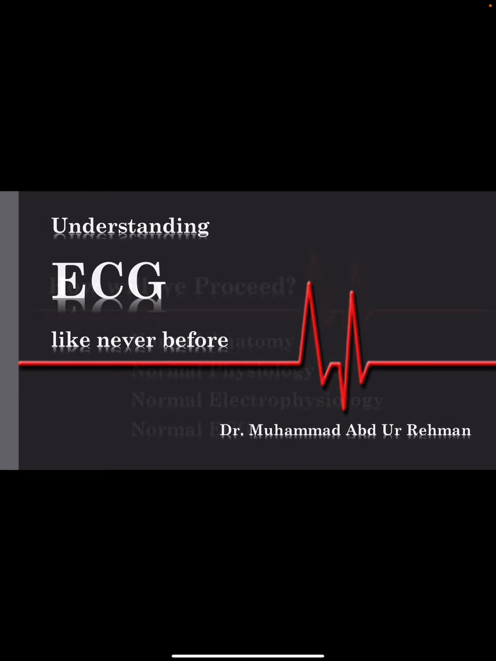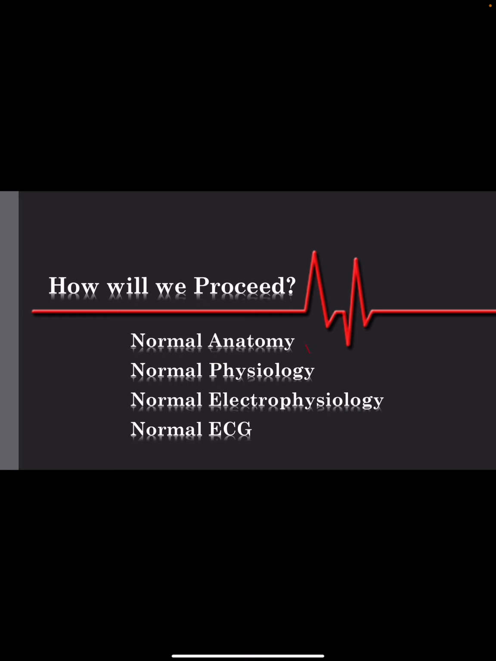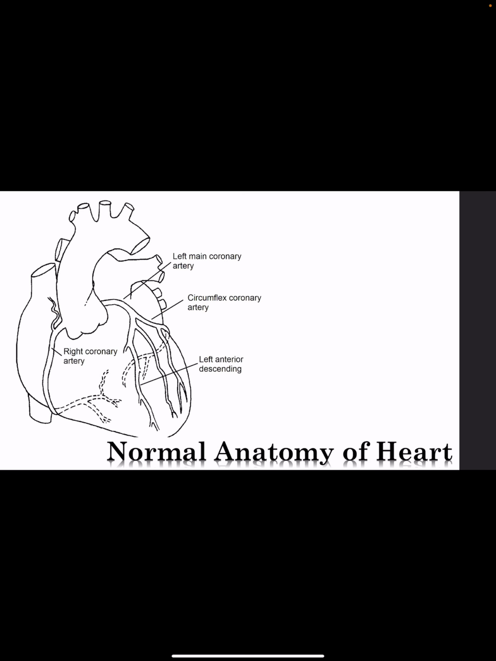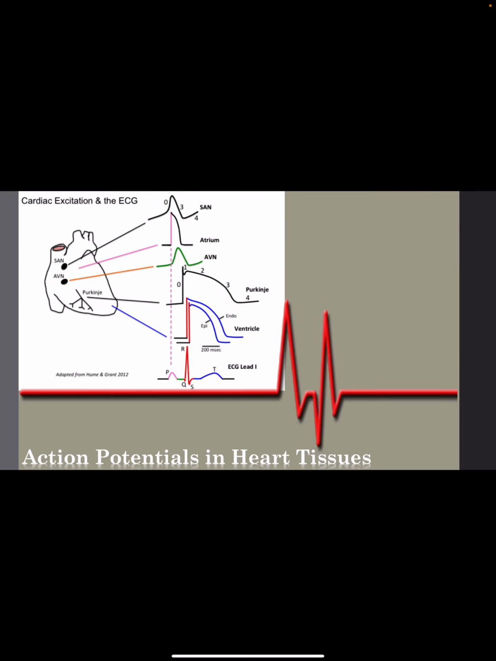In the previous videos, we have discussed in detail the normal anatomy of the heart, normal physiology, normal electrophysiology, and we learned how our ECG is constructed. Regarding anatomy, we focused upon the coronary circulation and we learned which wall and which area of the heart is supplied by which coronary vessels. And when we were learning about electrophysiology, we studied in detail all of these action potentials and how these action potentials ultimately lead to the formation of the ECG.